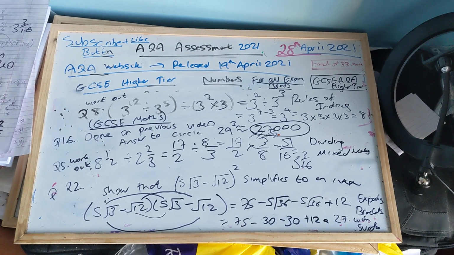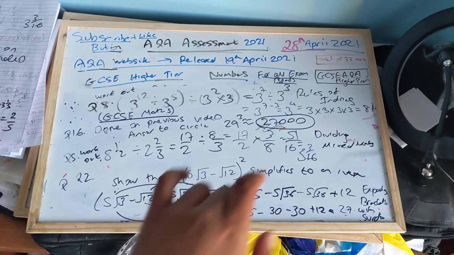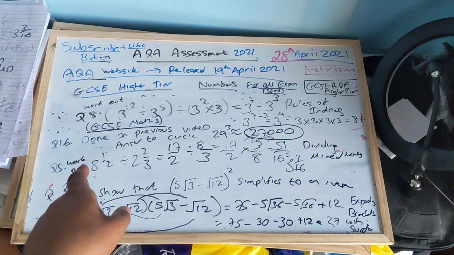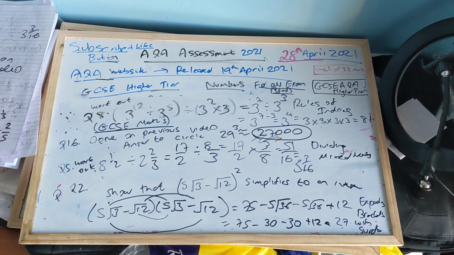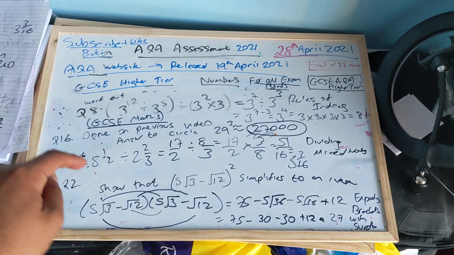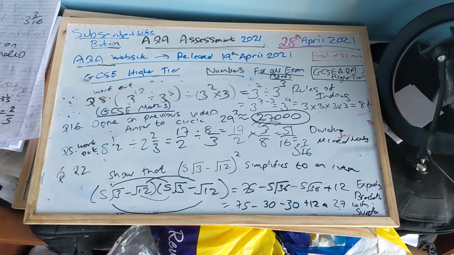So it says show that 5 root 3 minus root 12 all squared simplifies to an integer. So integer just means a whole number. So it's expanding brackets with surds. Squared means multiply by itself. So 5 root 3 minus root 12 times 5 root 3 minus root 12.